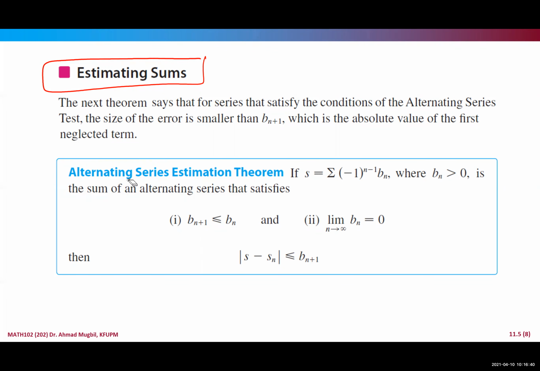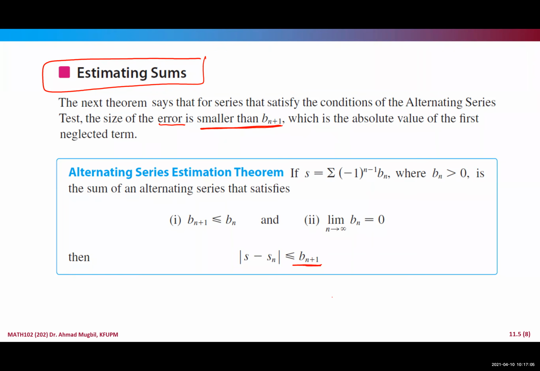So this theorem says that if we have a convergent alternating series that satisfies the conditions of the alternating series test, then the size of the error in calculating the sum is smaller than Bn plus 1. So it is bounded by Bn plus 1. What is Bn plus 1? It is the absolute value of the first neglected term.